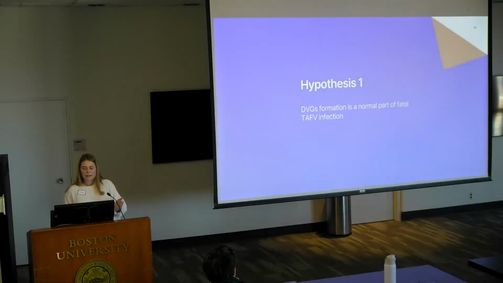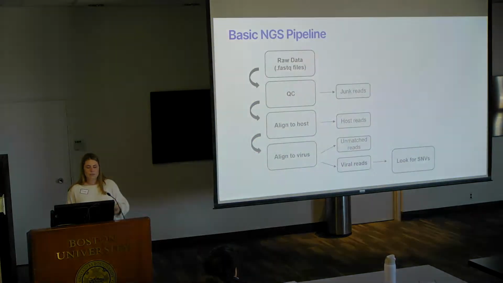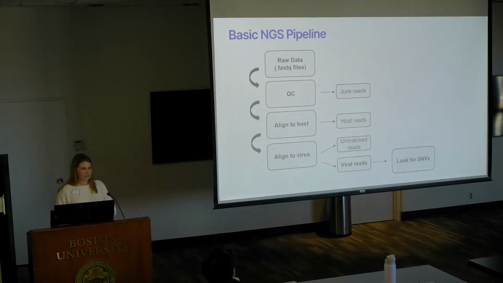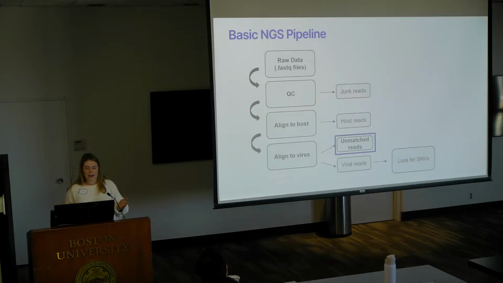And so my early hypothesis was that DVG formation must be a normal part of fatal typhorus virus infections. And so to look at them, I went back to that next generation sequencing data set, which normally we would QC, we would align to the host to get rid of host reads, and then we would finally align to the virus, take those viral reads, and look for the single nucleotide variants. But to look for DVGs, you have to go through that unmatched reads garbage pile.